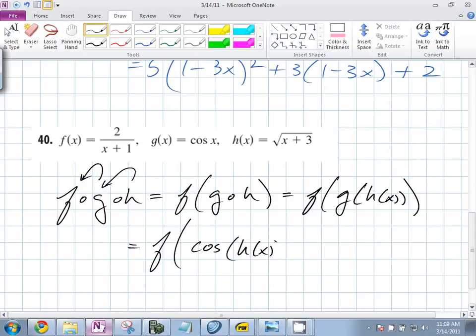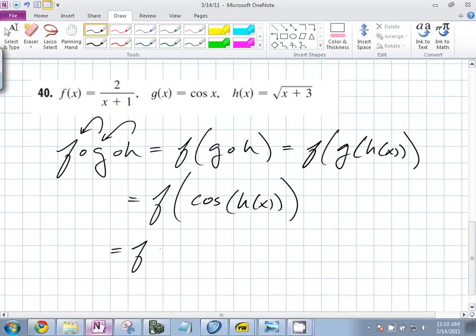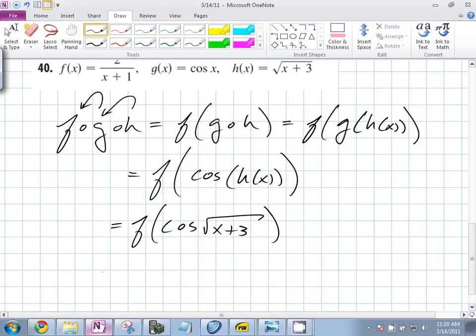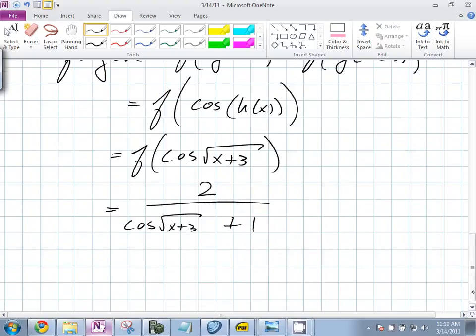I'm just doing it out. When you do this, you don't have to do every single one of these steps. I like to do it out just so I can communicate to you what's going on. Feel free to do this out, though. That's fine. So then you have f of cosine of square root of x plus 3, right? And now what do you have? 2 over cosine root x plus 3 plus 1. So we've done it that much. That actually was relatively straightforward.